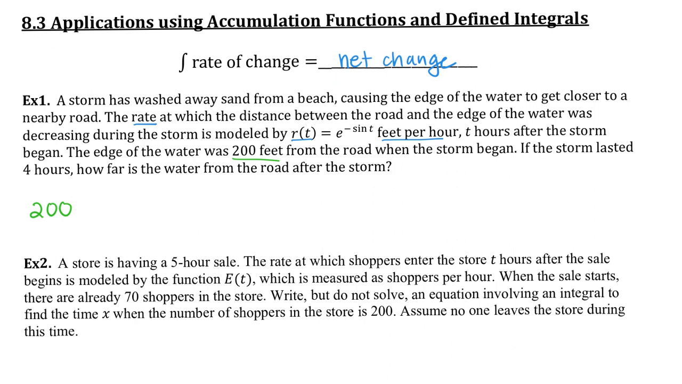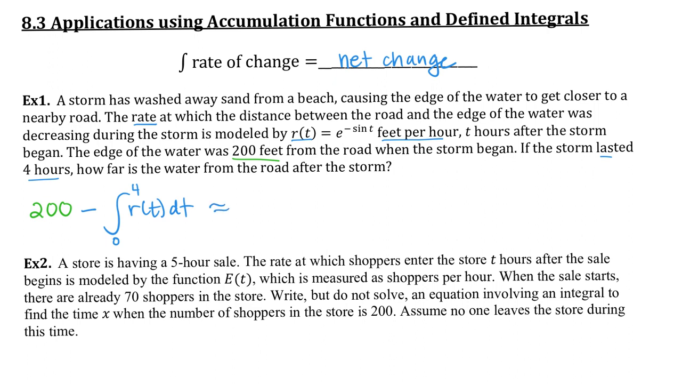Now as the storm progresses, the edge of the water is getting closer to the road. So I'm going to subtract the integral of R of t dt. Now, how long do I want to measure the change in the road? Over which period of time? Well, the storm lasted 4 hours. From when the storm started for 4 hours, I want to see the net change in the distance between the road and the edge of the water. So then I do 200 minus this, and I will get the distance from the water at the end. Now I'm going to put this in my calculator.